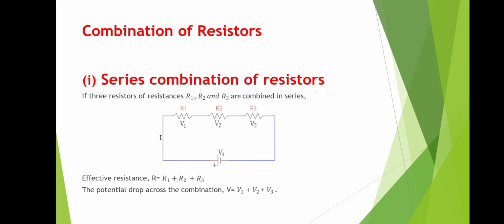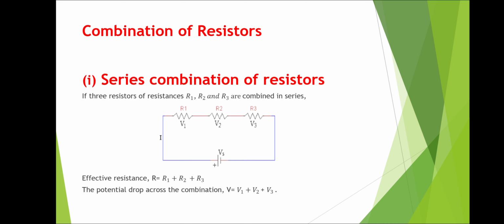If three resistances R1, R2 and R3 are connected in series, the effective resistance will be R equals R1 plus R2 plus R3. In that case the voltage will be divided as V equals V1 plus V2 plus V3. In a series connection the current will be the same throughout the circuit.